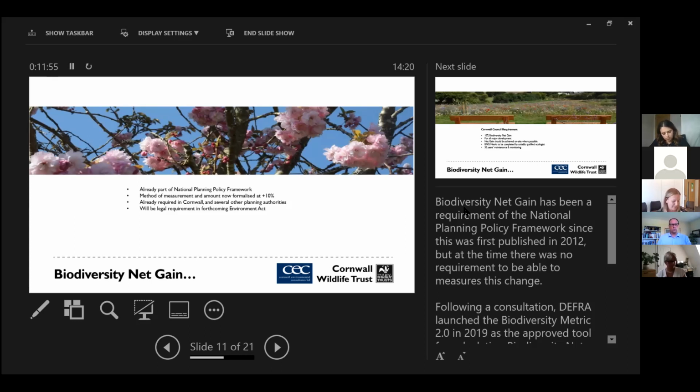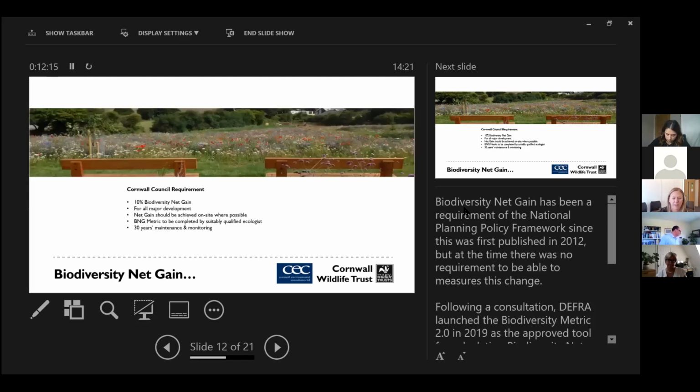Cornwall Council, however, were ahead of the game. They introduced biodiversity net gain, I think it was March last year, ahead of the Environment Bill, which will mandate biodiversity net gain across the rest of the country. So Cornwall, again, is leading the way in introducing biodiversity net gain. So how does it work?